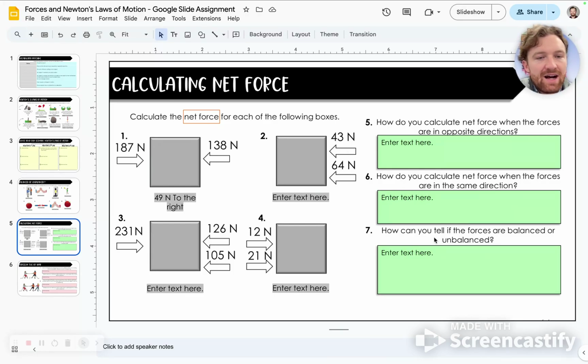Number 7, how can you tell if the forces are balanced or unbalanced? Well, if you have any net force at all when you're doing your calculations, they're going to be unbalanced. If the net force came out to be 0, then they would be balanced.